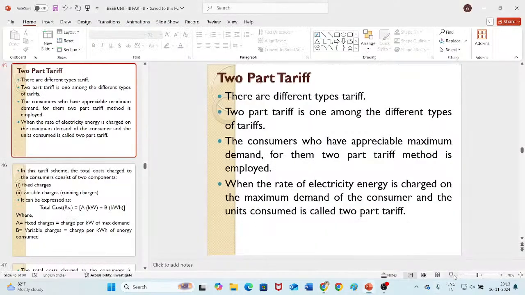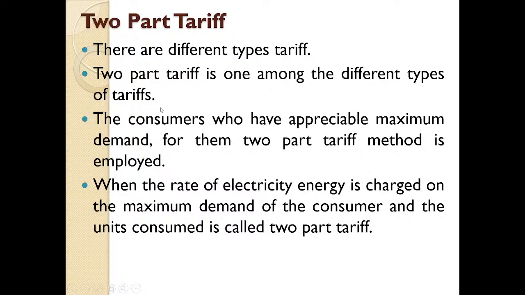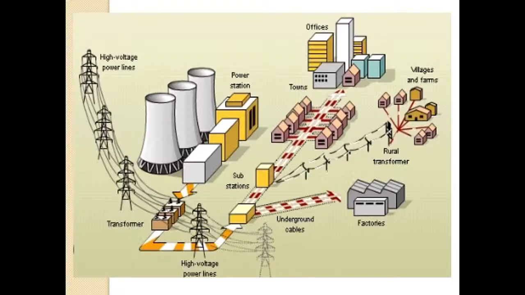So one type of tariff is the two-part tariff. Two-part tariff means that if a customer has an appreciable maximum demand of electrical energy, for such a customer the two-part tariff method is employed. Maximum demand of electrical energy will be there for industrial factories. They demand a maximum amount of electrical energy.